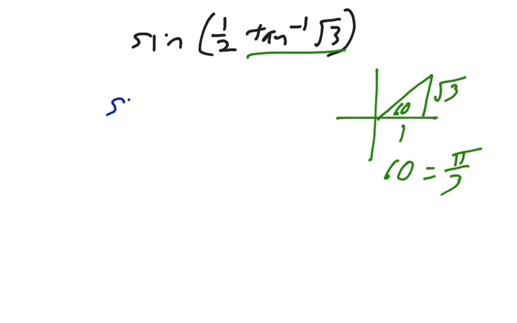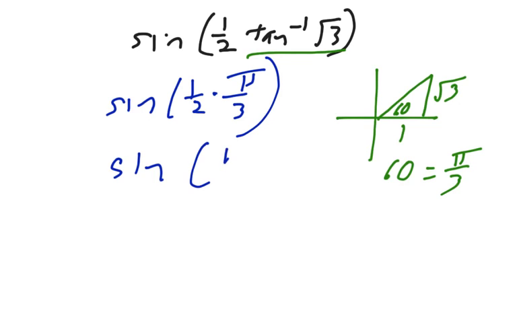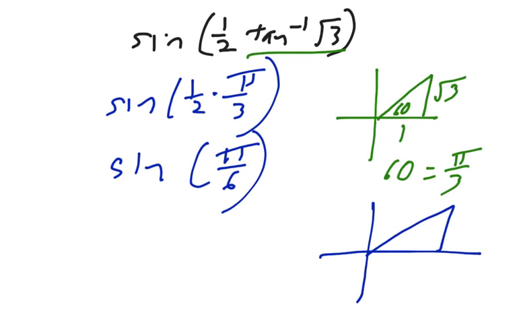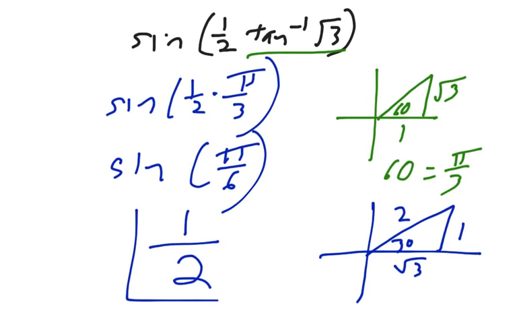So we have the sine of 1/2 times pi over 3. Well, what is 1/2 of pi over 3? Well, when we multiply those together, we get pi over 6. Now, since pi over 6, when I do this in degrees, is 30, and we have a 30, 60, 90 triangle, that's 1, that's 2, and that's the square root of 3. So the sine turns out to be the opposite over the hypotenuse, which means our answer is 1/2.